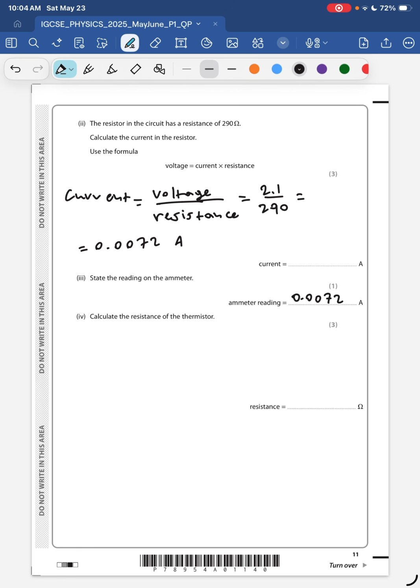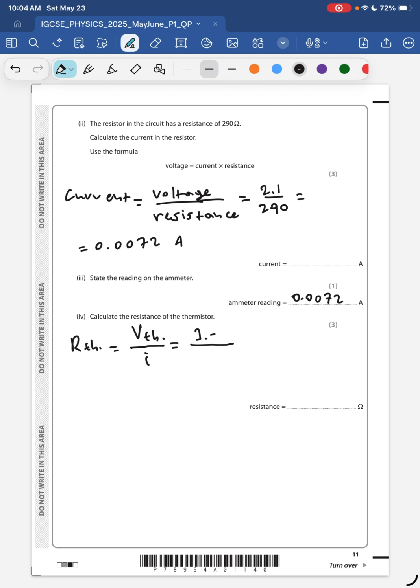Okay, all right. Now calculate the resistance of the thermistor. So the resistance of the thermistor is going to be the voltage across the thermistor over the current, which is the same as the current everywhere in the circuit, as we just said.